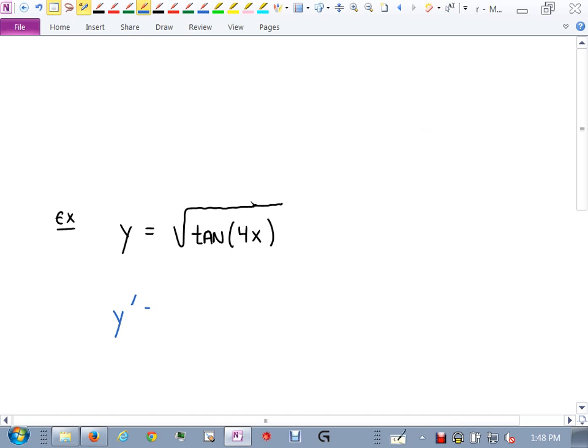Y prime. The last thing happening, the outer part of the onion, is what? Square root, right? So I have ultimately the square root of my arm. What's the derivative of the square root of my arm? 1 over 2 times the square root of my arm. What was my arm? Tangent 4x.